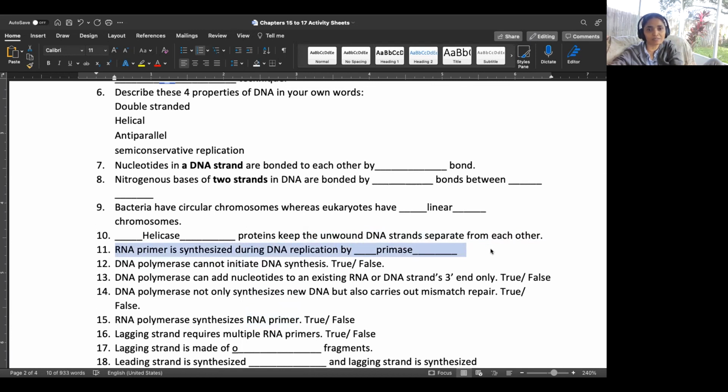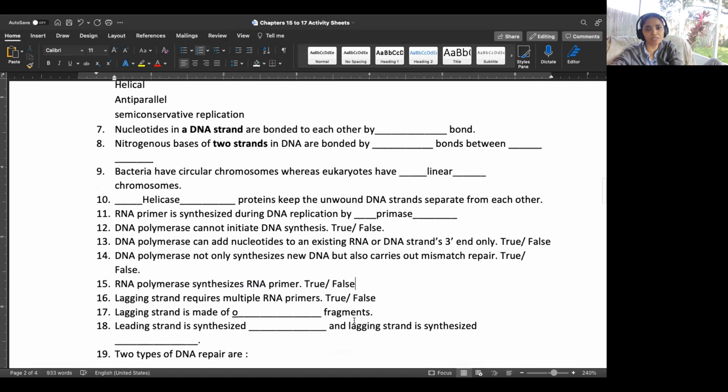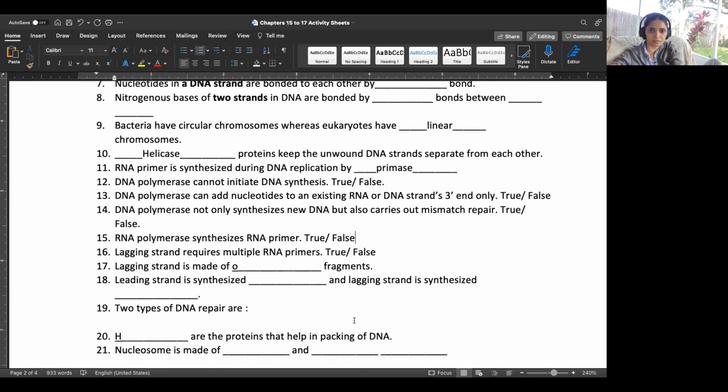Point number 11 was a blank, and point number 15 is a true or false question, and this happens to be false because RNA polymerase does not synthesize RNA primer. Primase enzyme synthesizes RNA primer. So this is false. I gave this so that you can learn, not because I get any extra pleasure by doing this, okay? Yes, I got that one wrong because I already had that one wrong.